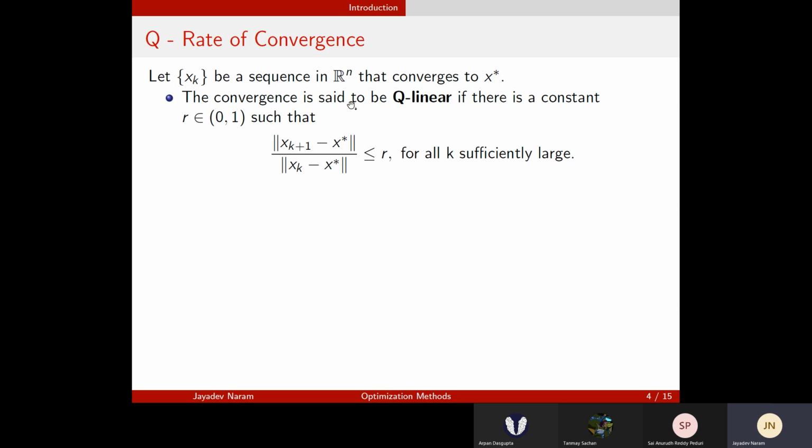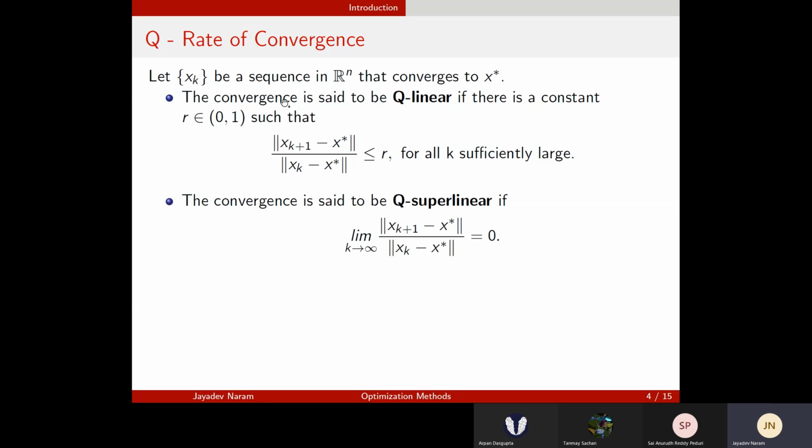Here we say a sequence converges Q linearly to x star if there is a constant r in the open interval 0 to 1, such that the quotient corresponding to the k plus 1 term and the kth term is less than or equal to r for all sufficiently large k. If this condition is satisfied, then we say the sequence converges to x star Q linearly. Here, this is some notion of convergence. We have a faster notion of convergence, where we want the limit as k tends to infinity of this ratio to be equal to 0.